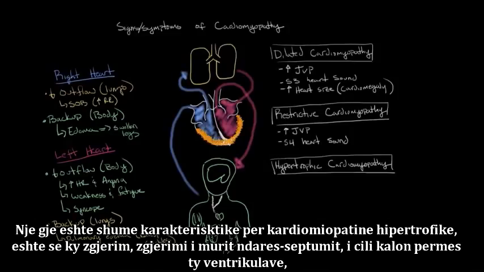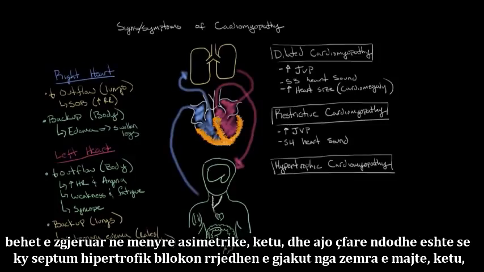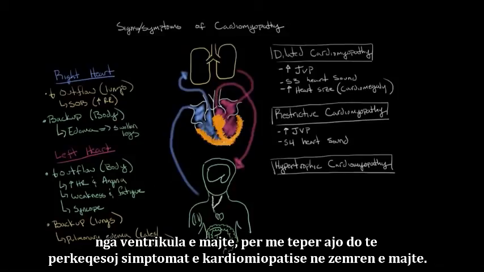But one thing that's very characteristic of hypertrophic cardiomyopathy is that this expansion or widening of the septum that goes between the two ventricles here gets asymmetrically enlarged right here. And what happens is that this hypertrophied septum blocks the outflow of blood from the left heart, from the left ventricle, further exacerbating these symptoms of cardiomyopathy in the left heart.